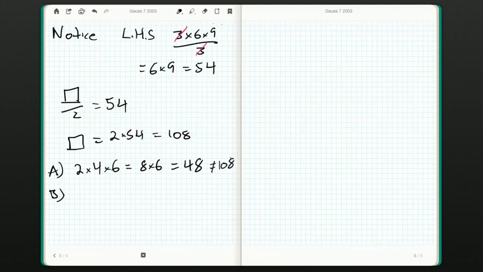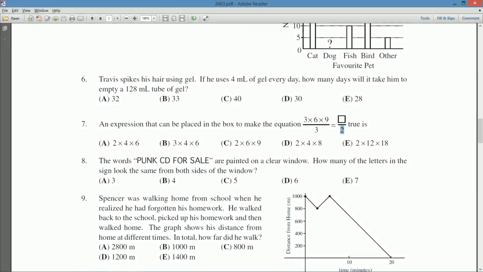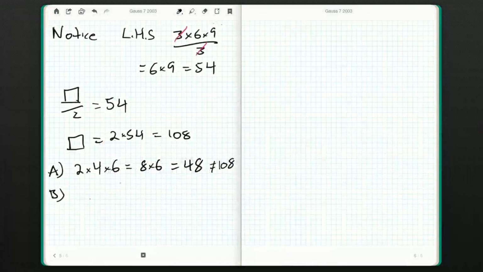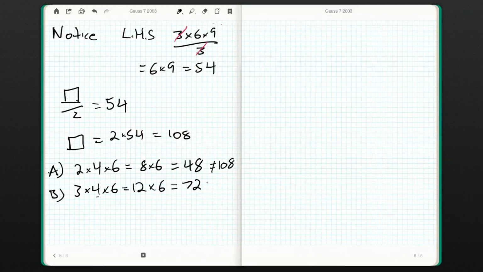Okay? How about B? 3 times 4 times 6. Alright, that's a little more promising. 3 times 4 times 6. 3 times 4 is 12. 12 times 6, you can either grab your calculator or with a little experience, you know it's 72, but that is also not 108.